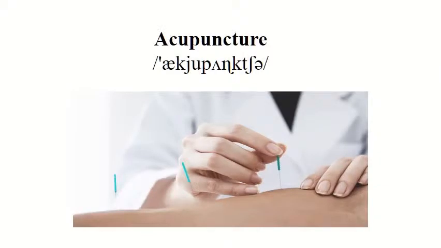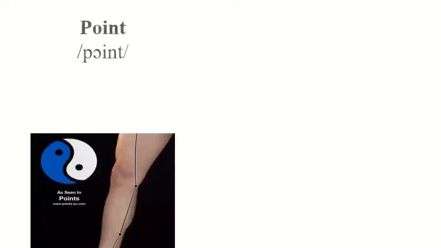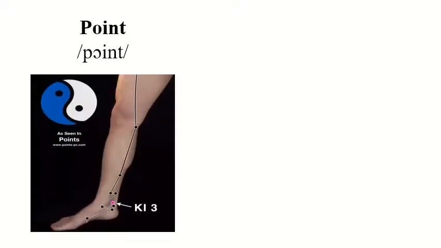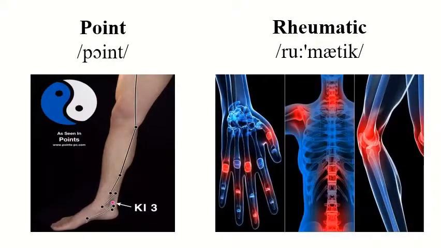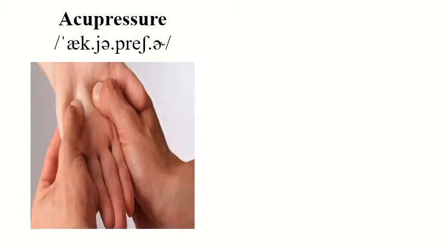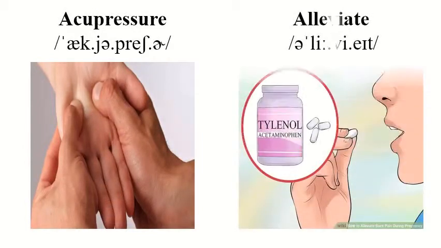Acupuncture. Acupuncture nghĩa là châm cứu. Point. Point nghĩa là huyệt. Rheumatic. Rheumatic nghĩa là bệnh thấp. Acupressure. Acupressure nghĩa là xoa bóp bấm huyệt. Alleviate. Alleviate nghĩa là làm giảm đau.